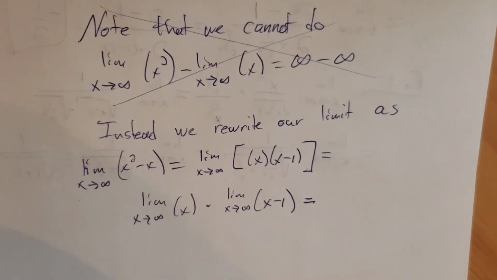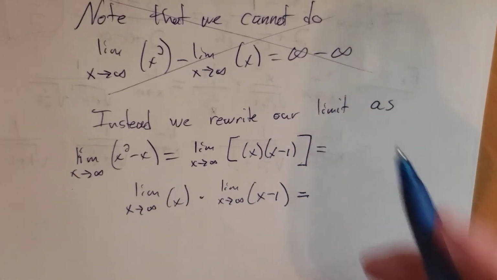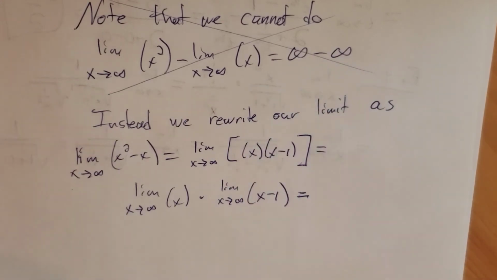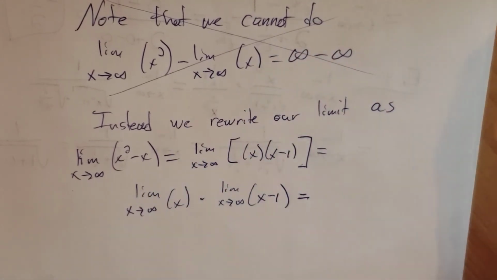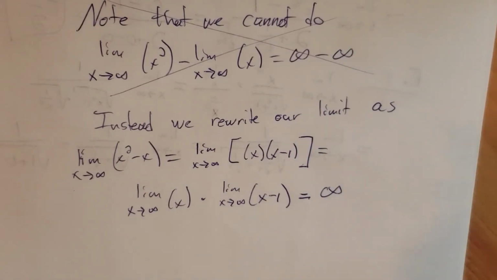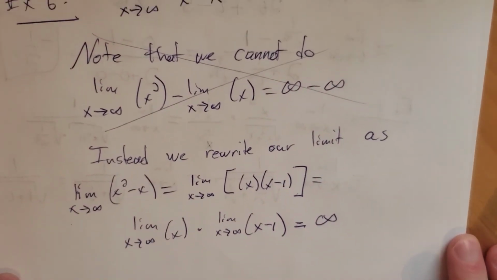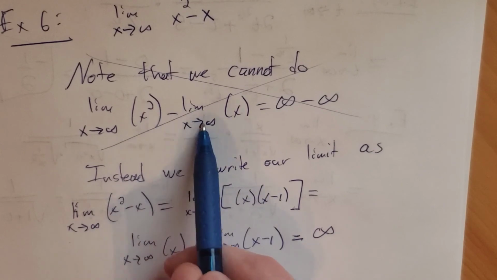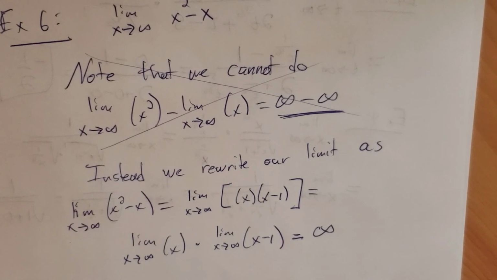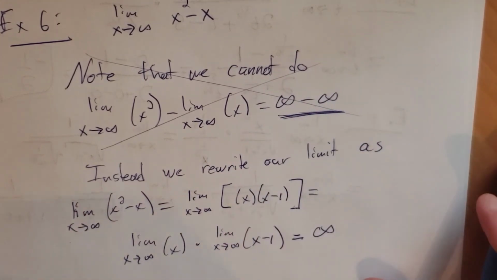And what do we see here? We see that we've got something that goes off towards infinity times something that goes off towards infinity, so that goes off towards infinity. Also, I should go back and reword something up here. Technically, we can rewrite it like this, but then we get infinity minus infinity, and this is the issue that we have. We don't know what that means.